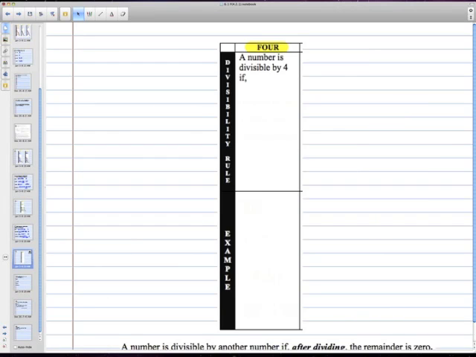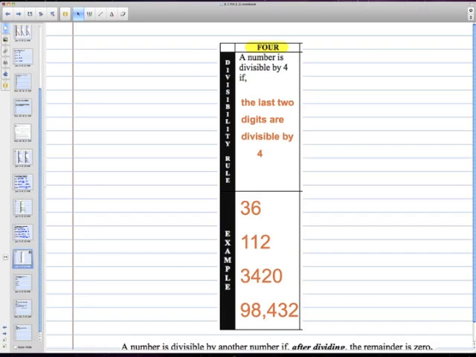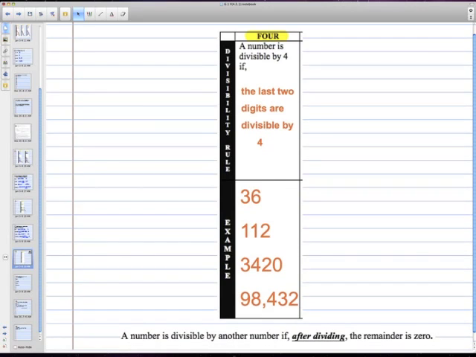The last rule we'll focus on tonight is the rule of divisibility for 4. A number is divisible by 4 if the last 2 digits of the number are divisible by 4. So of course 36 is divisible by 4. But 112? Sure, 12 is divisible by 4. 3,420? 20 is divisible by 4, equals 5. And the last one, 98,432? Well, 32 is divisible by 4. Therefore, this number is as well.